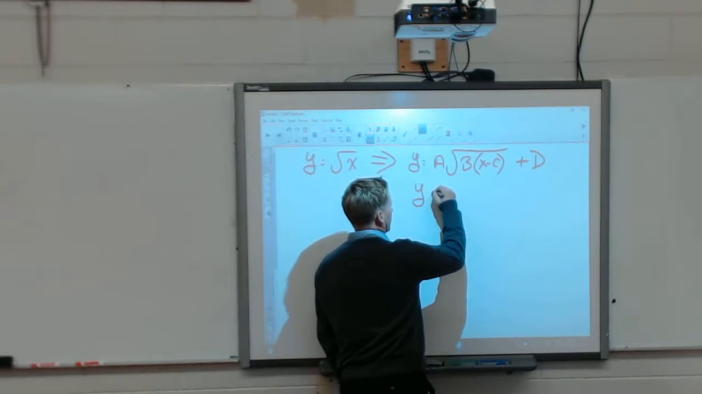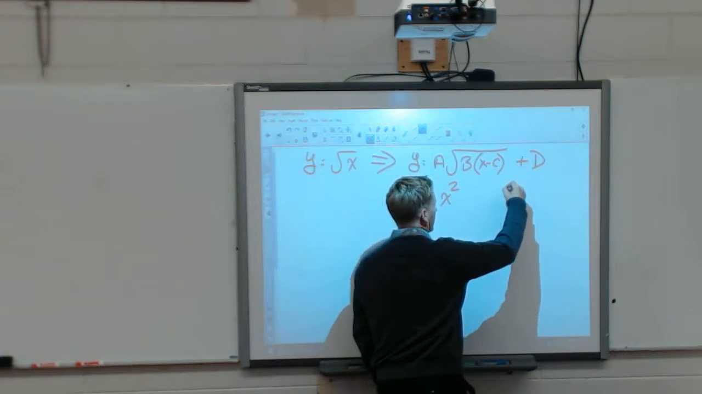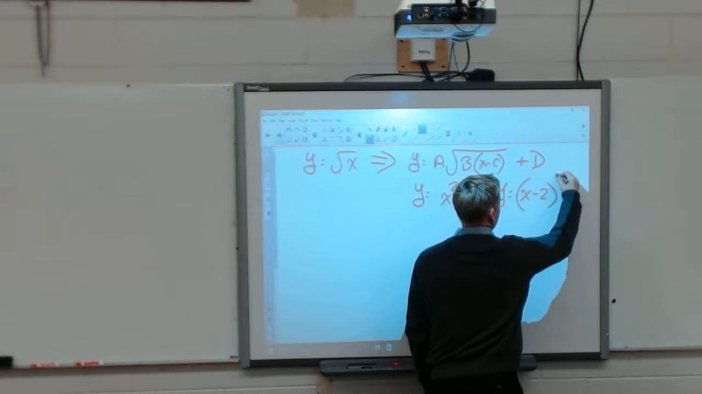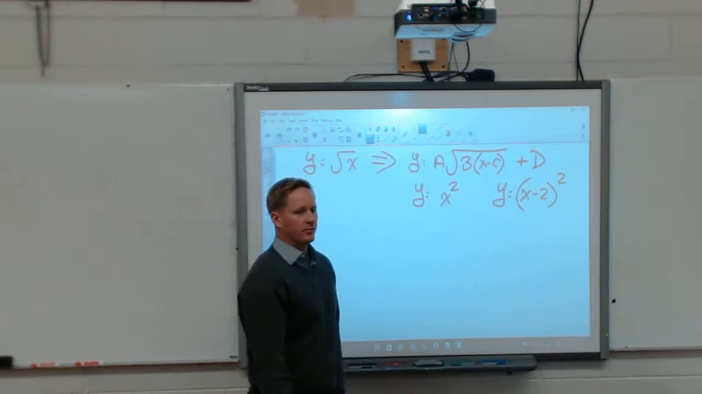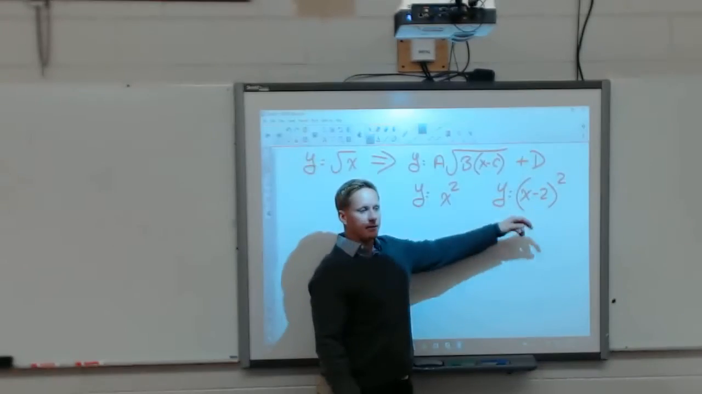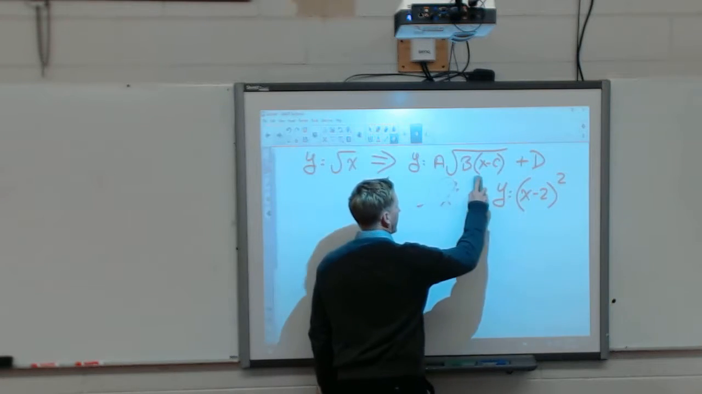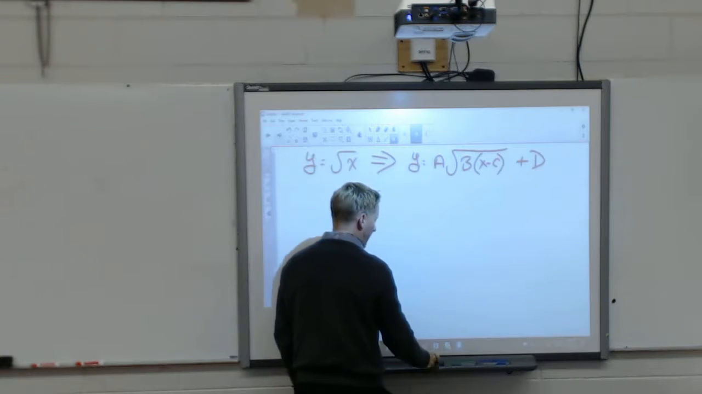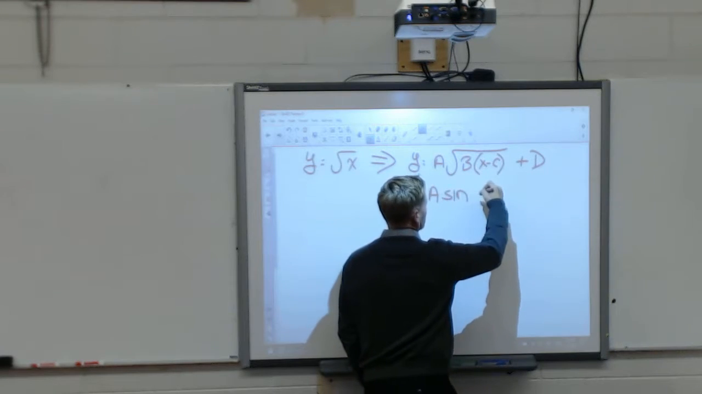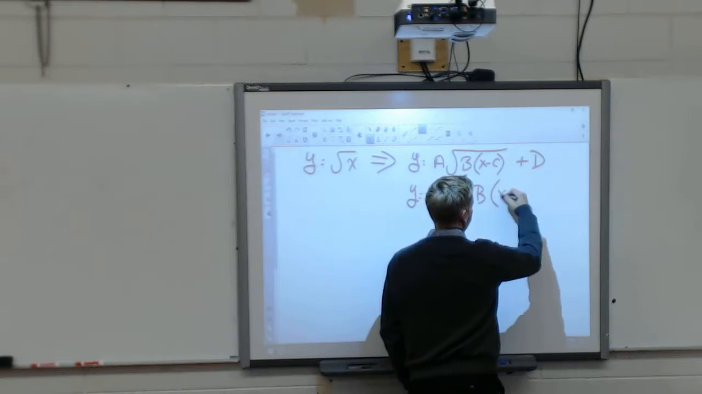Okay? Think about it like this. I have y equals x squared, a different graph. Y equals x minus 2 squared. Which way does it move? Right 2. Correct? Because that's what the c value is for that graph. Same thing with the square root graph. Same thing now with the sine and cos graph.